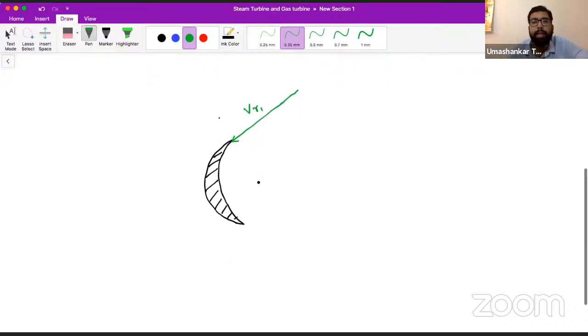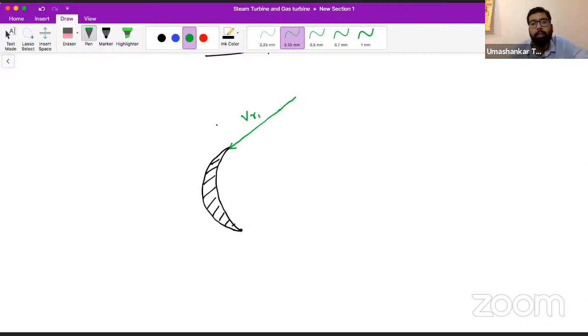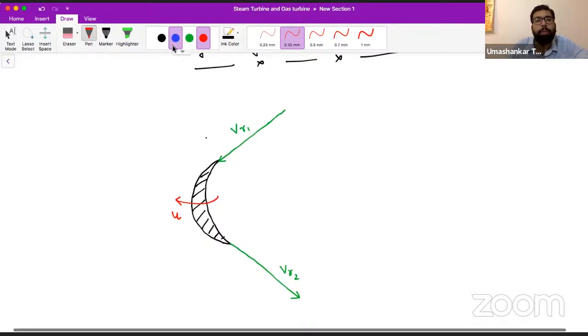And secondly, remember these two points of mine: this relative velocity must be tangent to the corner of this blade. Whenever you make your velocity triangle, just keep this in your mind that our velocity triangle should be like this, on which the relative velocity should be tangent to the edge of the blade, and VW1 must be greater than VW2.